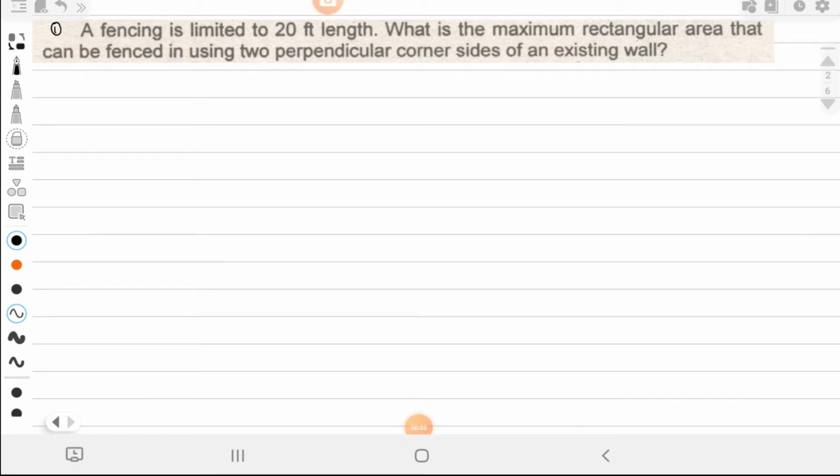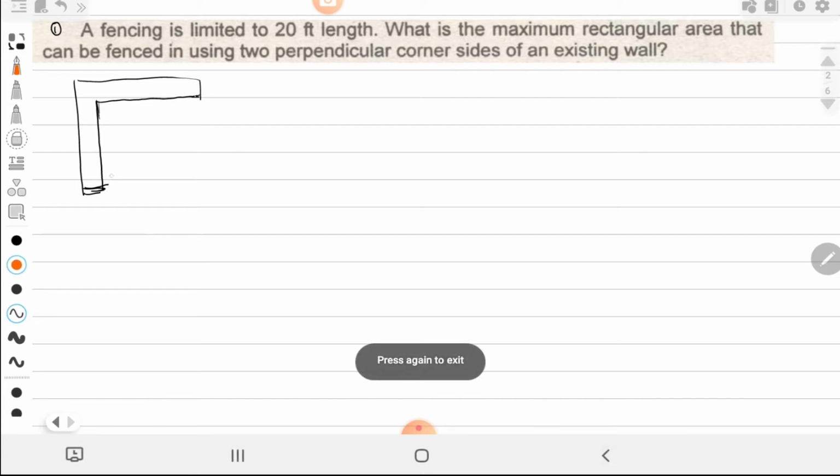Okay, let's have this example. A fencing is limited to 20 feet length. What is the maximum rectangular area that can be fenced using two perpendicular corner sides of an existing wall? So let's have fencing, no? Two perpendicular sides of an existing wall. So let this be our perpendicular walls. Okay? And then let this be our fences.